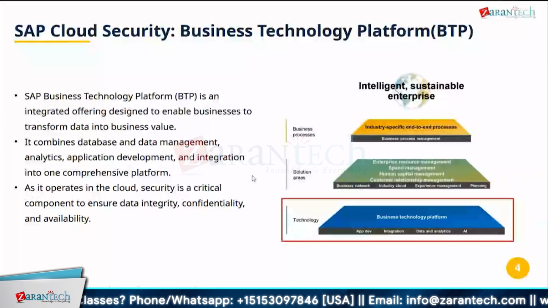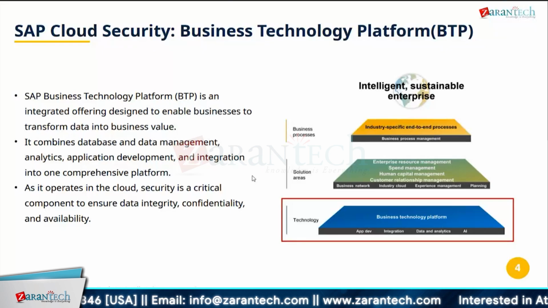Initially, this name was not there. It was called SAP Cloud Platform, SCP, and then there were further name changes, and finally it became SAP Business Technology Platform. It has multiple layers. The bottommost layer is your technology platform layer, where all your integration, data and analytics, AI, and all those services are present, and from there all your backend operations are performed. Whatever new services are coming in will be in your bottommost layer.